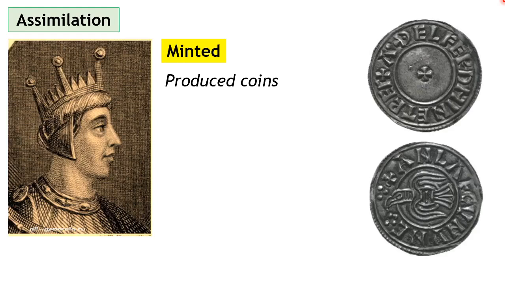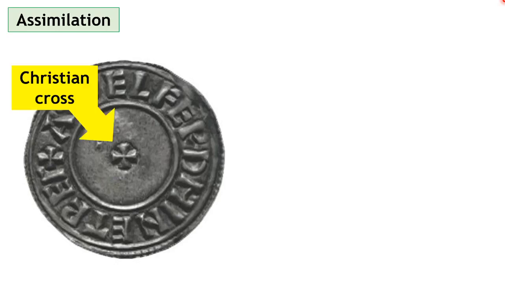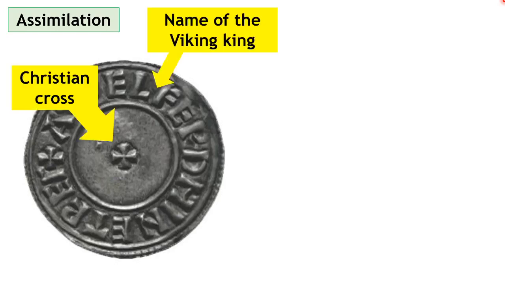But then actually these coins themselves tell us something about assimilation. Let's look at one side of this coin. Around the outside, that text, that's the name of the Viking king. But in the middle, there's something really interesting. There's a Christian cross. This cross suggests to us that the Viking king, who put his name around the outside, was a Christian. Why would you put a Christian cross in the middle of your coin unless you were a Christian?